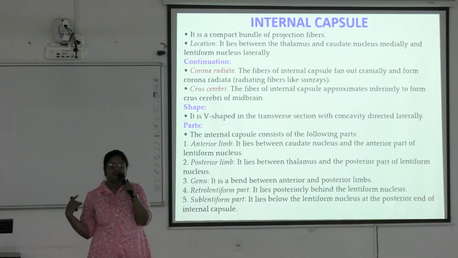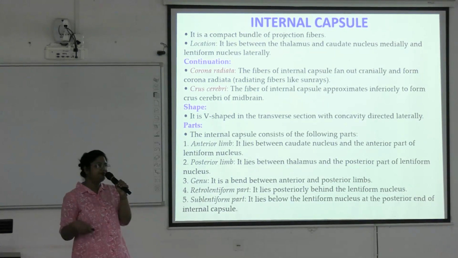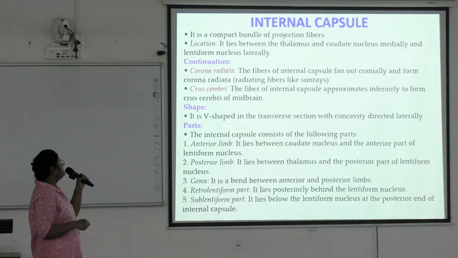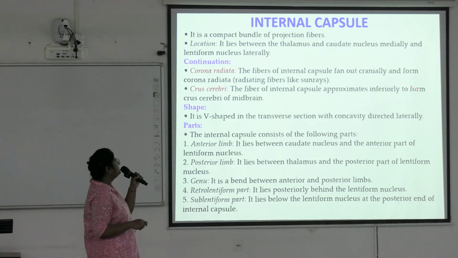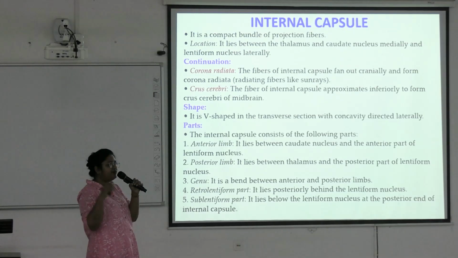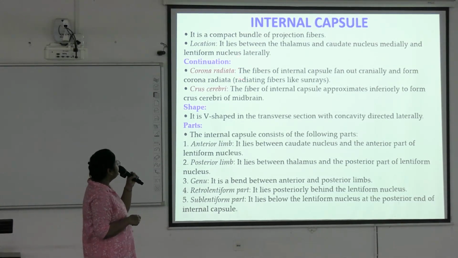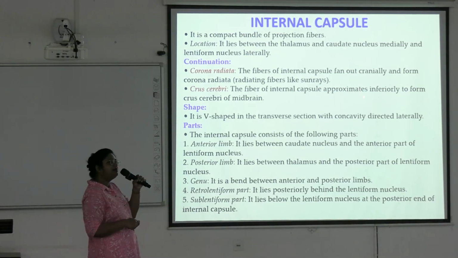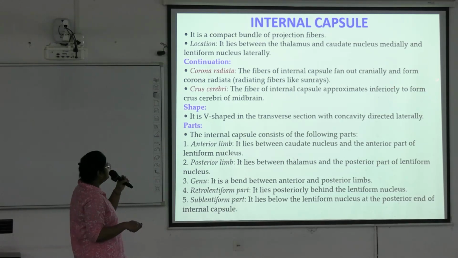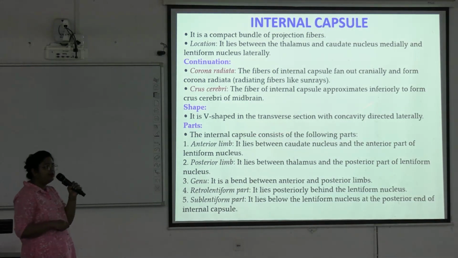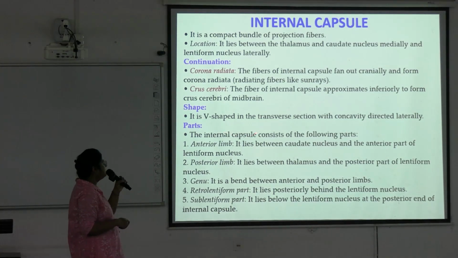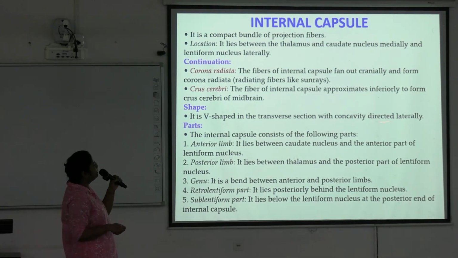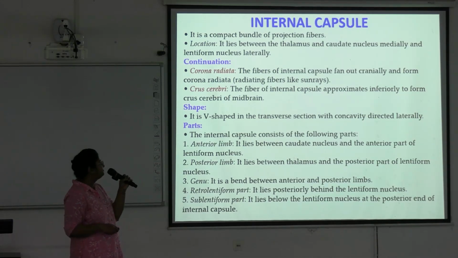We will discuss the functional areas in our dissection class today. Next is the crus cerebri. Superiorly the fibers fan out like the corona radiata, and the fibers of the internal capsule approximate inferiorly to form the crus cerebri of the midbrain. Next is the shape. It is V-shaped in transverse section with the concavity directed laterally.